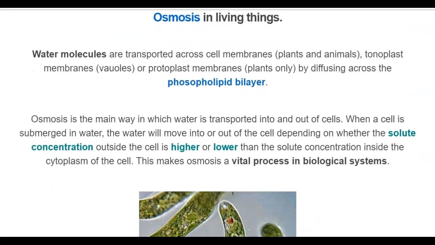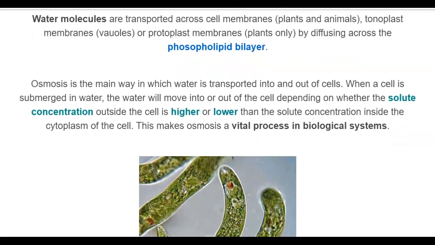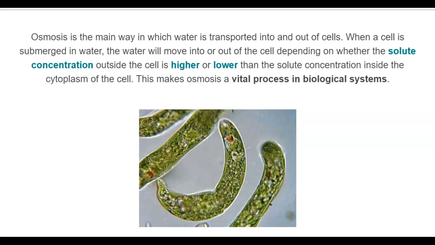Osmosis in living things. Water molecules are transported across cell membranes, in both plants and animals, including tonoplast membranes, the membranes around vacuoles, or protoplast membranes, only found in plants, by diffusing across the phospholipid bilayer or the cell membrane. Osmosis is the main way in which water is transported into and out of cells.